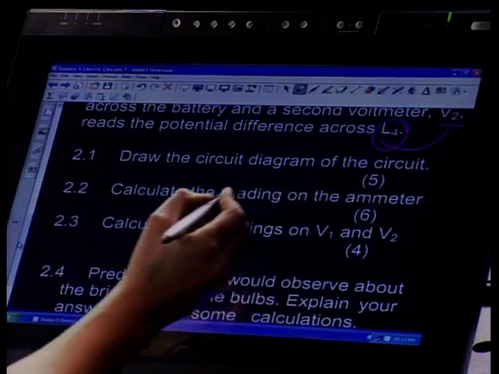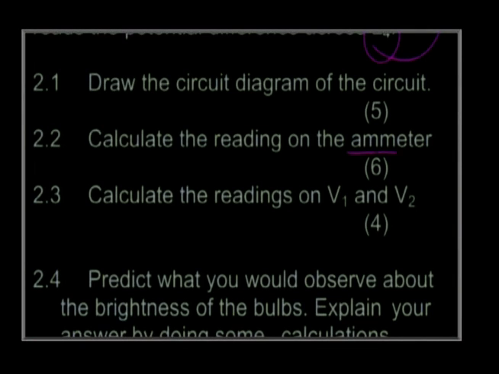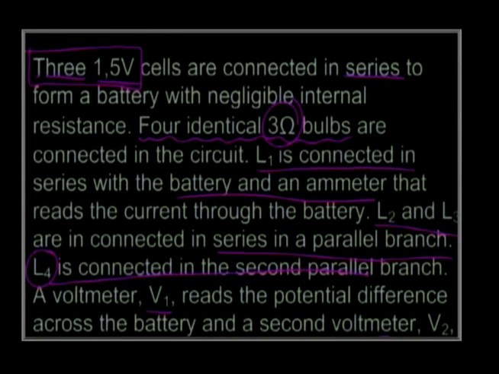Question 2.2 asks us to calculate the reading on the ammeter. We're going to have to do 2 calculations to get to our final answer. We have the potential difference for the entire circuit, which is our total potential difference, and we get that from the number of light bulbs. We've got 3 light bulbs that have the same value, so we're going to work that out.